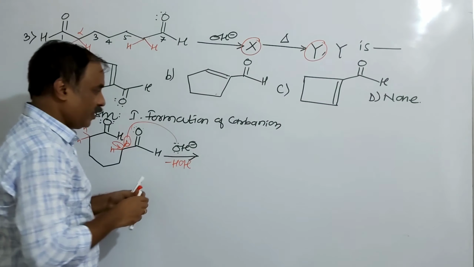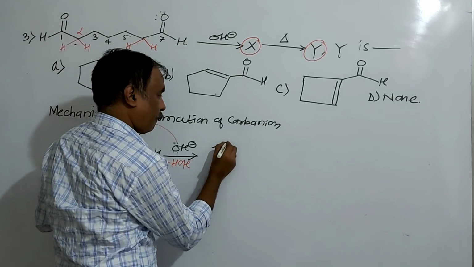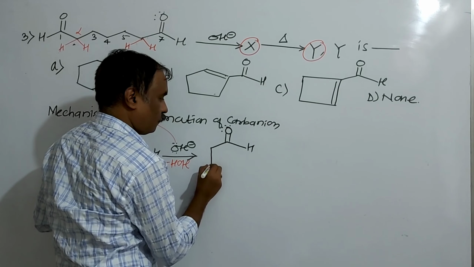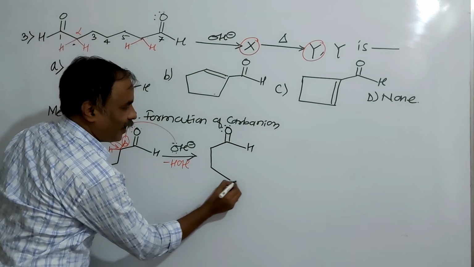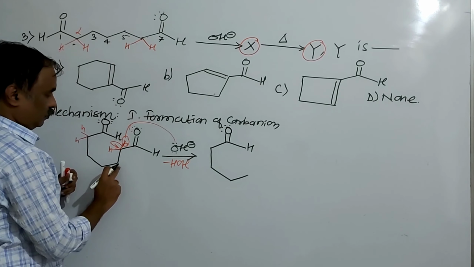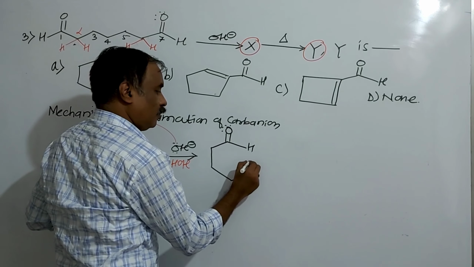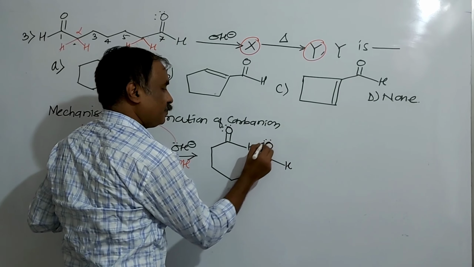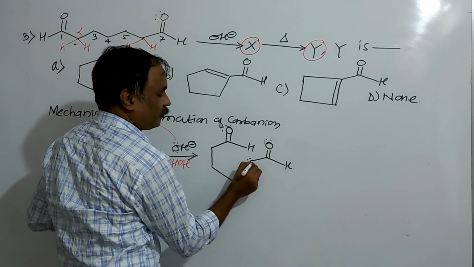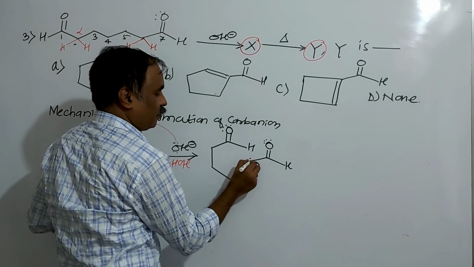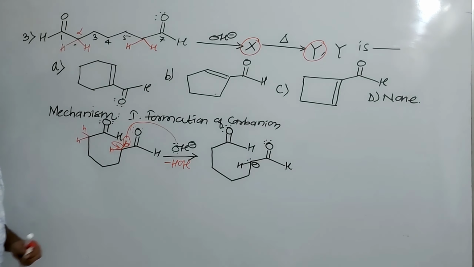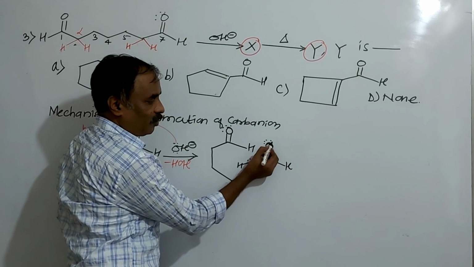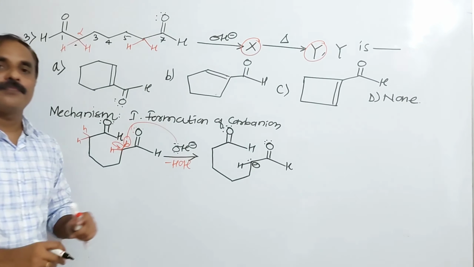So what is the structure of the carbanion here? This aldehyde group remains as it is, and the rest of the structure as it is. Here it is a carbanion. This carbon is negatively charged with one hydrogen. Now resonance stabilization is there, with shifting of these two electrons. I will show the resonating structure here only.